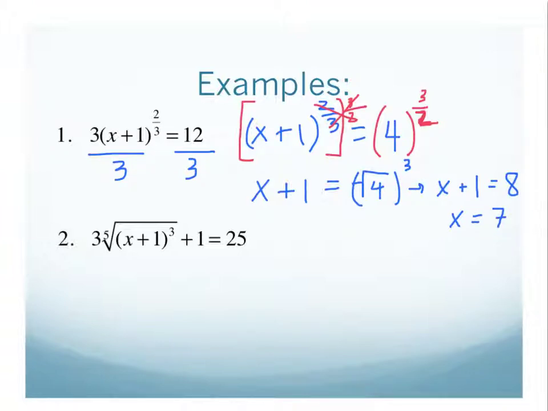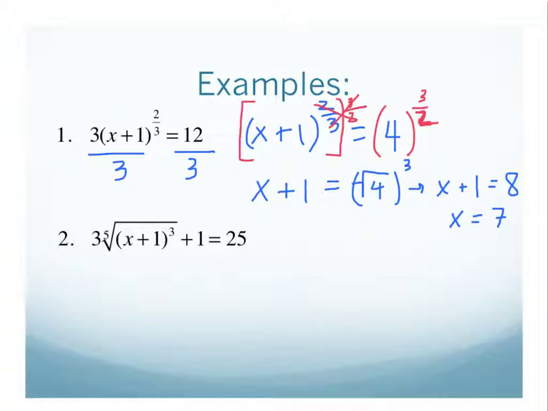And then you're going to go back and you're going to plug it in. 7 plus 1 is 8. To the 2/3 power would be cube root of 8, which is 2, squared is 4, times 3, 12. So that one works, no problem. Okay, take the time to write it out if you need to see it.